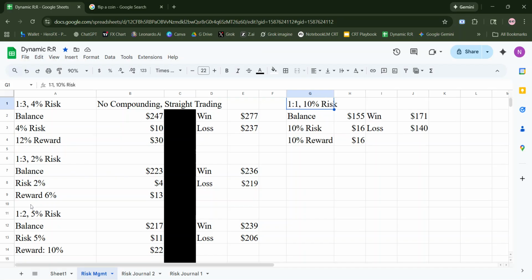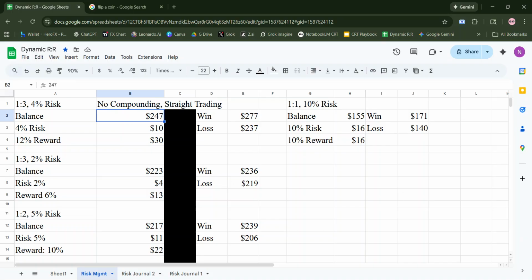Because you notice here, this trader was risking 5% per trade on a 1 to 2. And this trader was risking 4% per trade on a 1 to 3. So on a percentage standpoint, this trader was risking more, so you would think they would make more, right? But you have to play with the numbers and see what may work for you and what may not. So I'm not going to say this is the sweet spot because they made the most money. I'm not saying that. All I'm saying is that you have to determine what works for you.